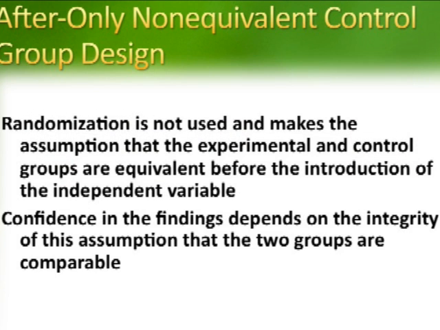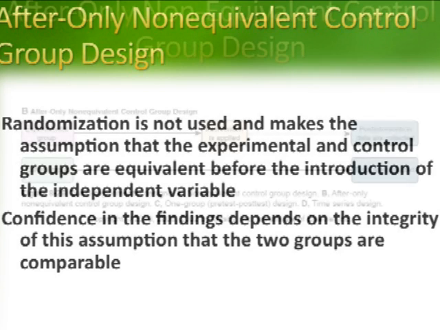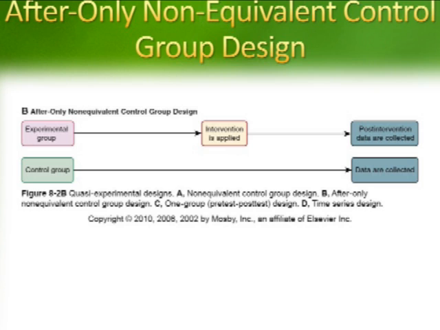Another quasi-experimental design is the after-only non-equivalent control group design. Randomization is not used and makes the assumption that experimental and control groups are equivalent before the introduction of the independent variable. Confidence in the findings depends on the integrity of this assumption that the two groups are comparable. And this is the flow chart of that after-only, non-equivalent control group design.